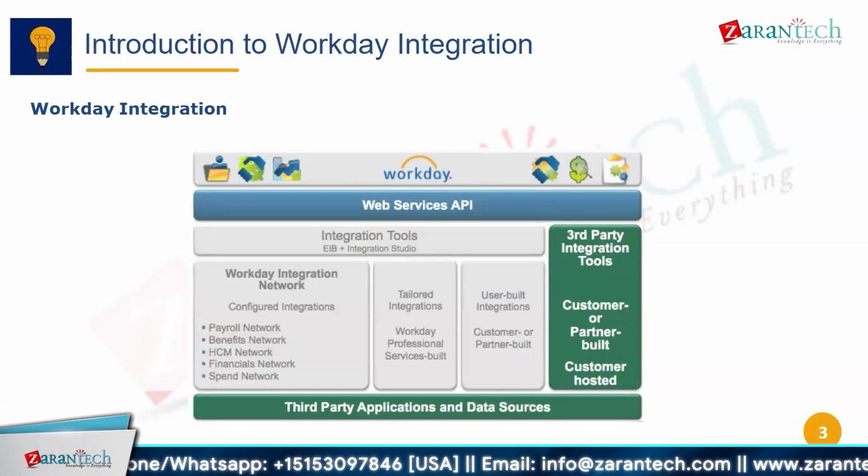So again, it shows you the web service APIs and the integration tools available. Integration tools would be EIB plus Integration Studio, and then it would also have core connectors. Then the Workday Integration Network would have payroll, benefits, and HCM networks. So there are different levels of integrations, I can tell you. First, starting with end-to-end connectors or end-to-end integrations. Those are basically predefined, pre-designed, and pre-built. All you need to do is configure it in your tenant and start using it.